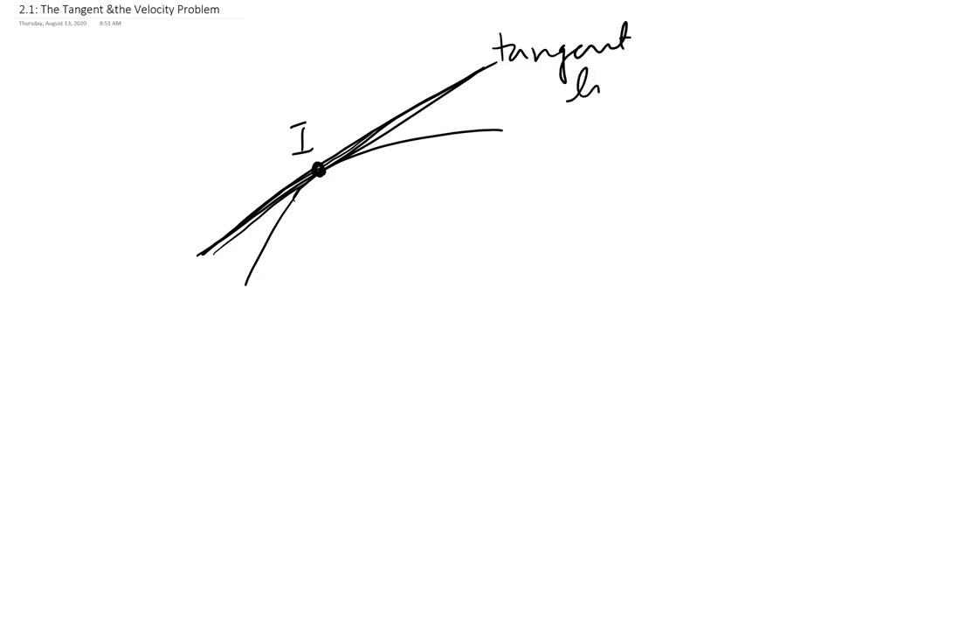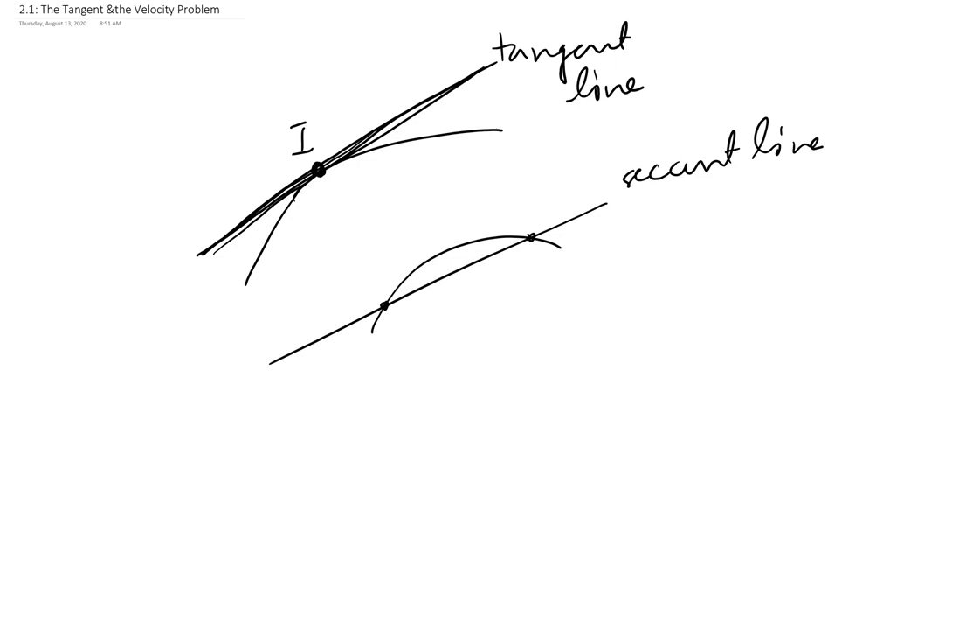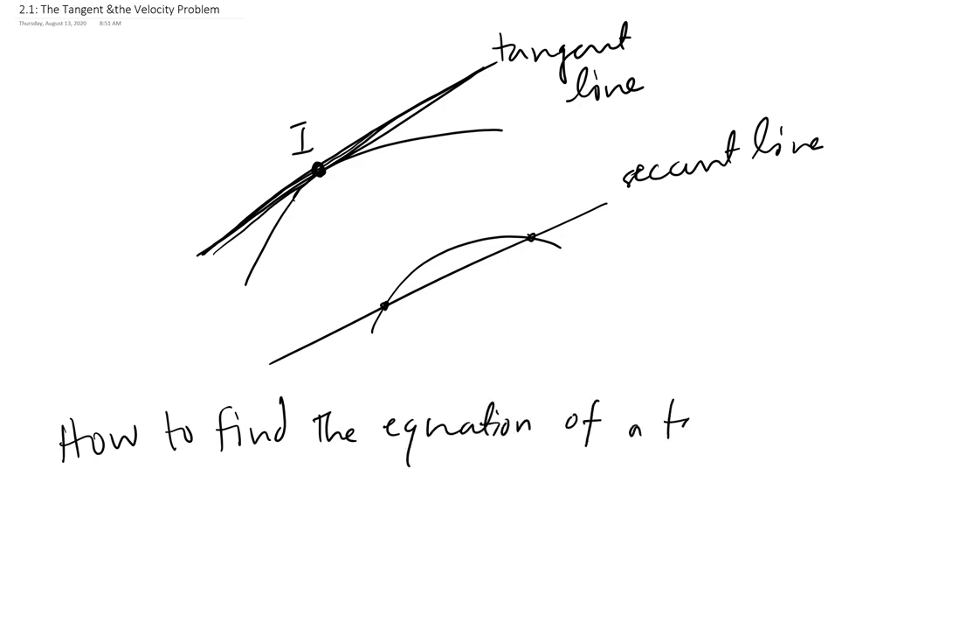In trig, yes, it is sine over cosine. If a line goes through more than one point like this, then it's called a secant line. So the question we're going to try to answer here is, how to use calculus to find the equation of a tangent line. That's what we're going to be finding now.